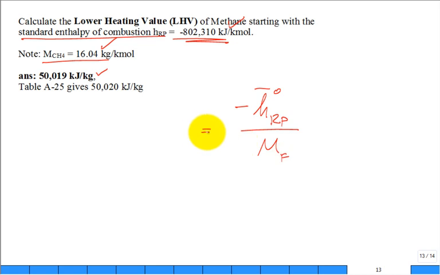And that will give us our, if this is for the products, the water vapor going out in the vapor state, this will give us the lower heating value. So anyway, this is our product going out vapor, water going out vapor. Divide by 16.04, get rid of the negative sign, and you get, for our numbers, 50,019. Well, you compare with table A25.